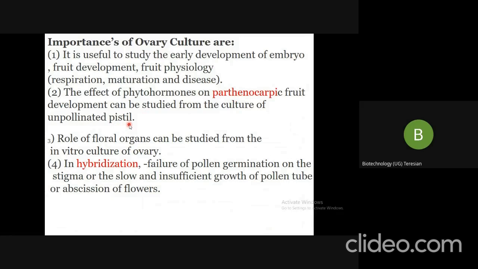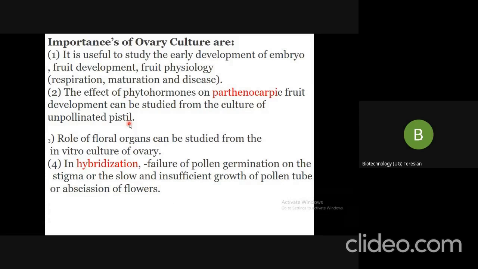The other important point is that floral organs play a significant role in fruit development. The role of floral organs can be studied from the in vitro culture of ovary. In some, it has been found that the pollinated ovary produces normal fruits in vitro if sepals are not removed before the culture. But what did we say? We usually cut off the sepals, the petals, everything, leaving only the pistil.